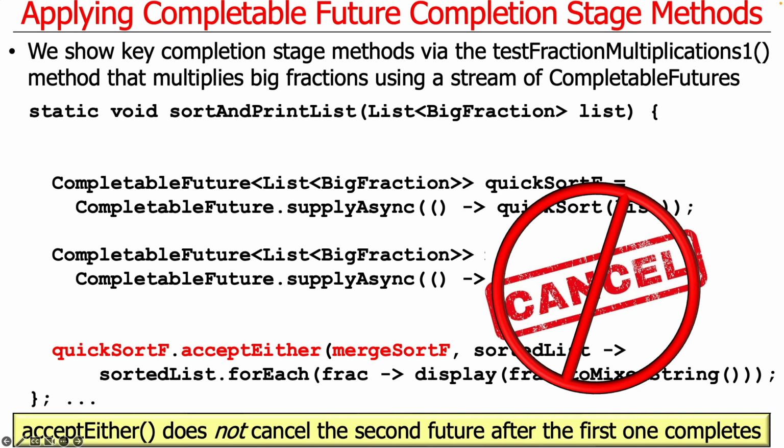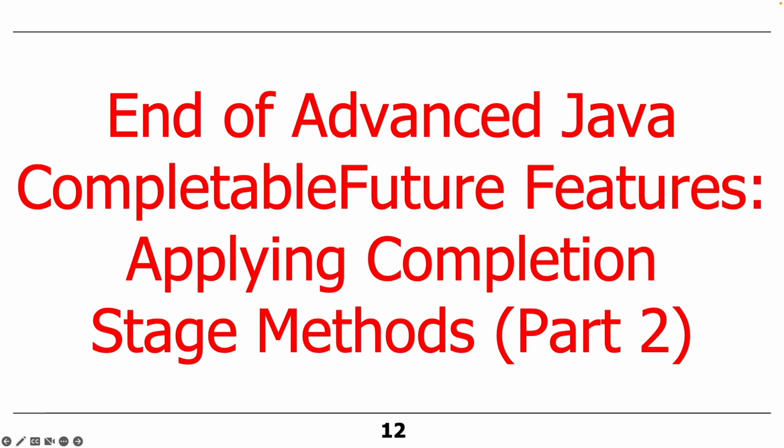Not all asynchronous frameworks work that way, but CompletableFutures works this way. So if you want that thing canceled, you'd have to cancel it yourself. Probably overkill, but you could. And the reason it would be overkill is because, as we saw earlier, canceling a CompletableFuture by default doesn't really do anything other than indicate nobody can get the result. It doesn't stop the computation, for various mysterious implementation reasons. OK, so that's the end of our coverage of applying completion stage methods.